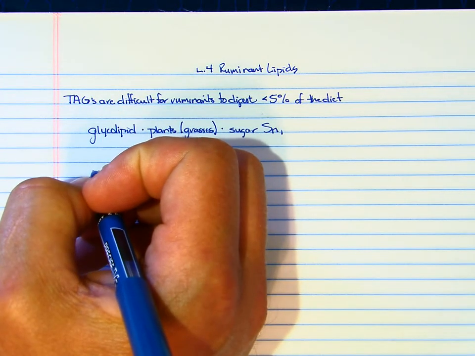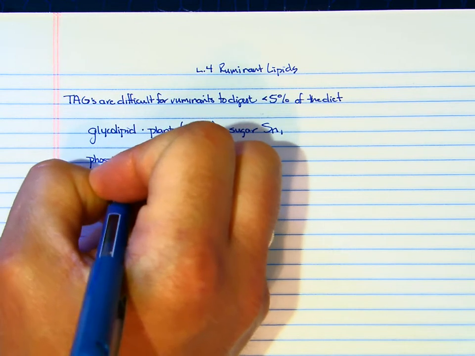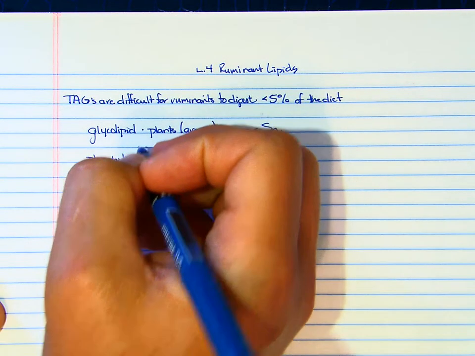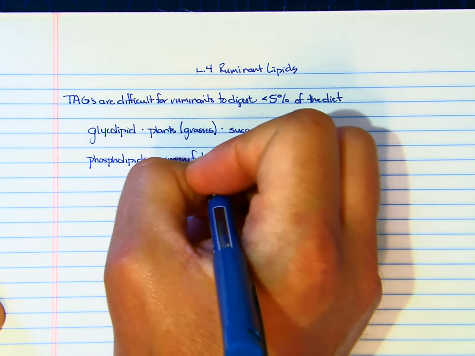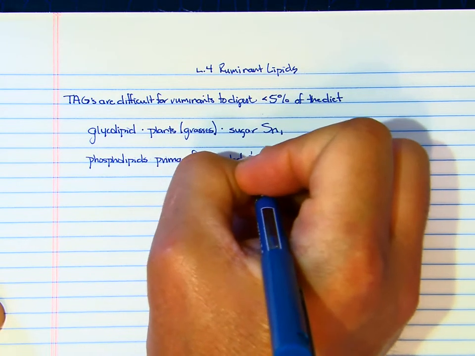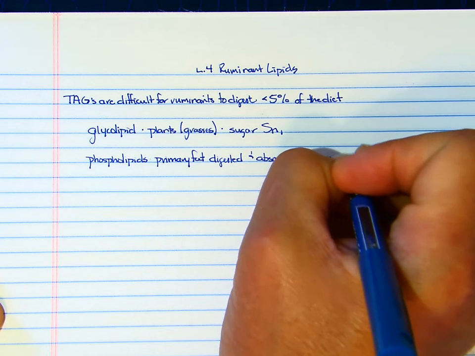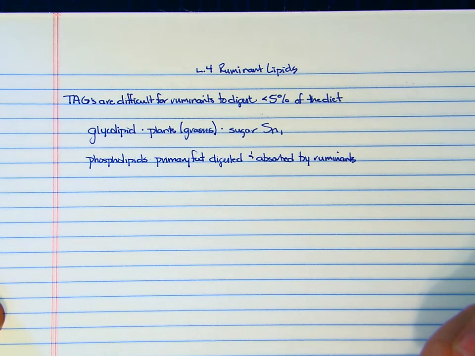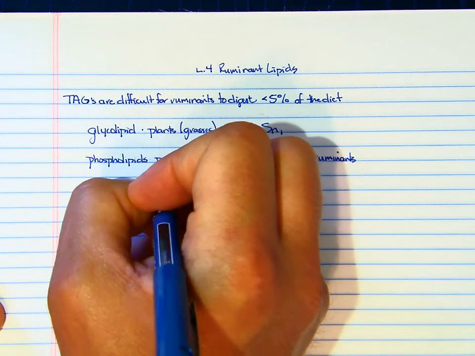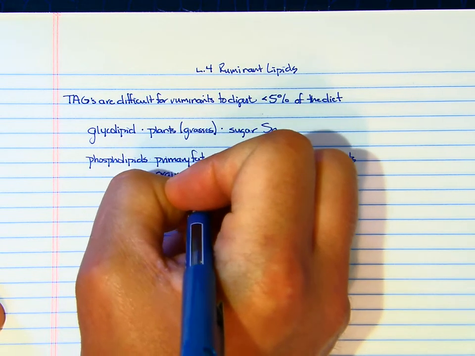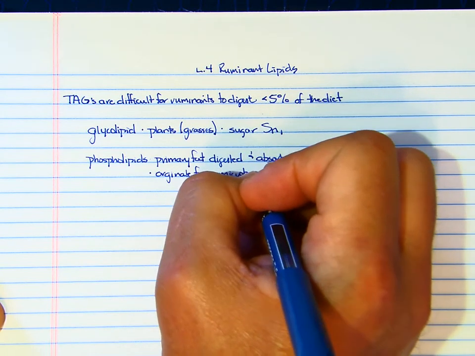and then the other, more common source of lipids in ruminants showing up at the small intestine would be phospholipids. And phospholipids are the primary fat digested and absorbed by ruminants. So the primary source of fat would be phospholipids, and their phospholipids are generally going to originate from our good friend, the microbes. So we'll call this microbial phospholipids.